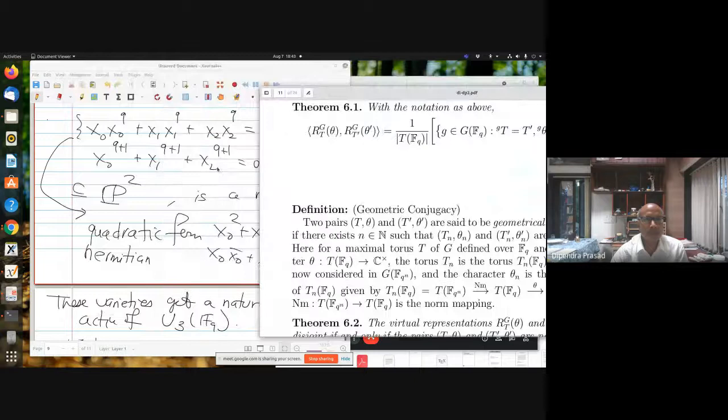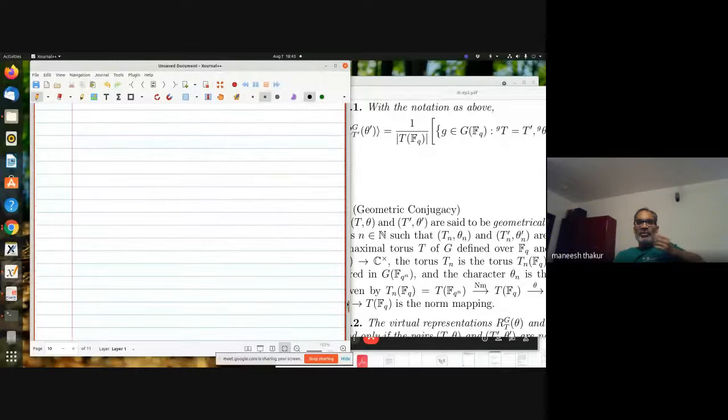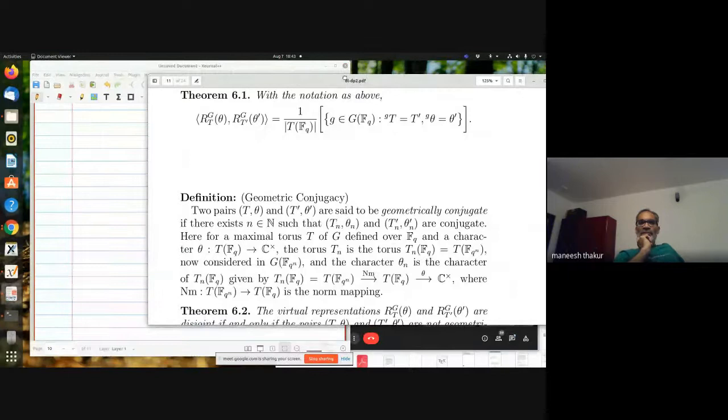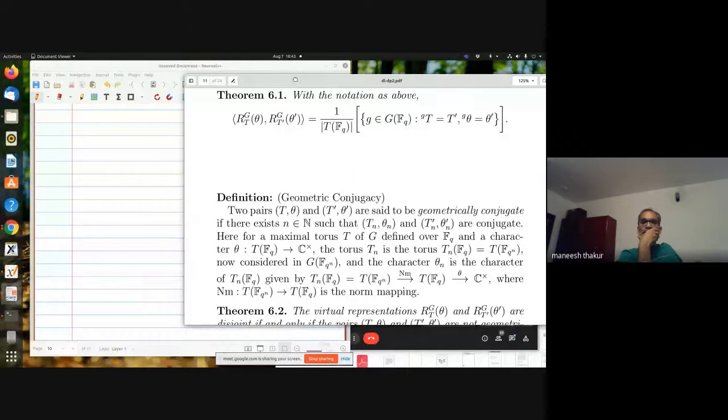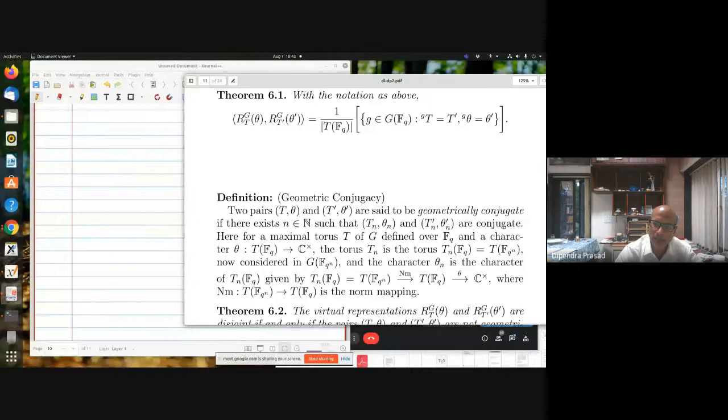Dipendra, one question. Yeah, yeah. About your definition of geometric conjugacy: if two tori are conjugate by some F_q-bar point, then they will be conjugate over some finite extension of F_q. Is that what you are talking about? No, I think it is both the torus and the character. And the character as well. Right, they should be conjugate. Right, okay. And the characters are conjugate in a certain way.